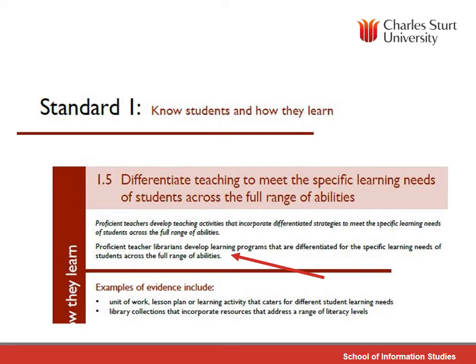So I've extracted from some of the standards some dot points to illustrate how teacher librarians can demonstrate that standard, and what evidence there might be of meeting it. I'll just go through this really quickly, looking at the sentence that describes what a TL does to meet this particular standard. So this one: proficient TLs develop learning programs that are differentiated for the specific learning needs of students across the full range of abilities. And then down below, the format of these standards are examples of evidence that you might be able to gather. You can also add to that.